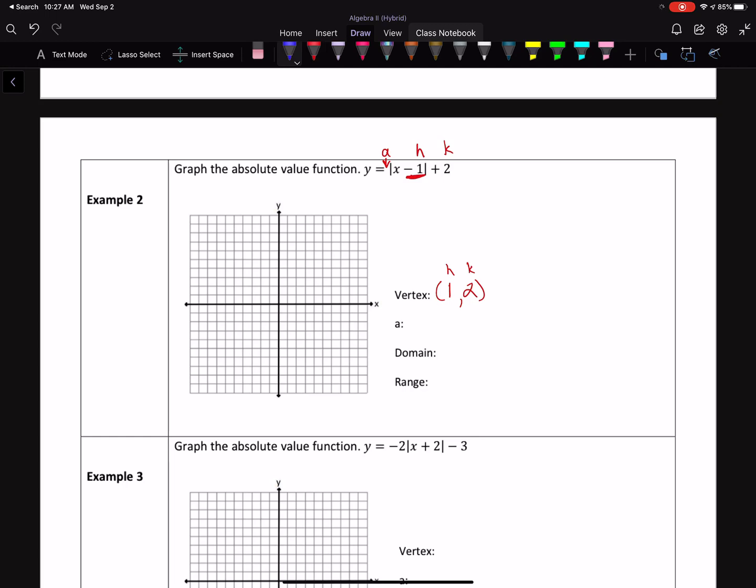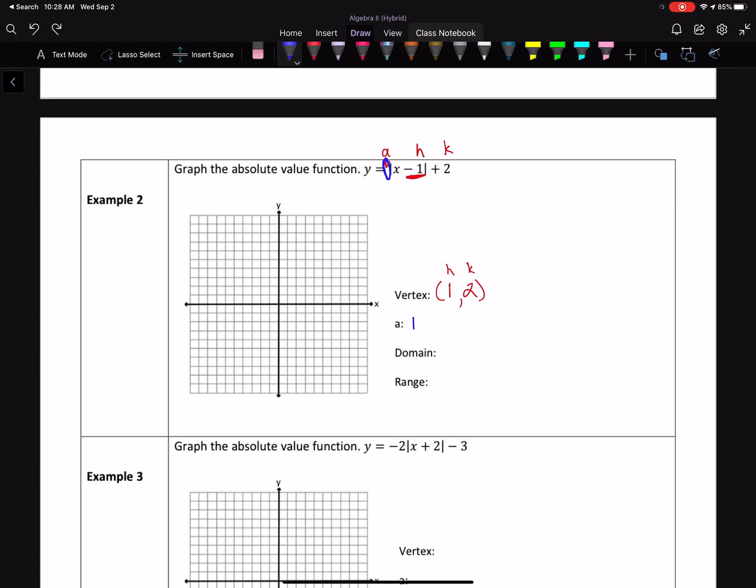So my A value, if you don't see an A value up front here, it's always going to be a number. That number is going to be 1. If my A value was 0, this whole thing wouldn't exist right here, but it does exist, so that means that A has to be 1.